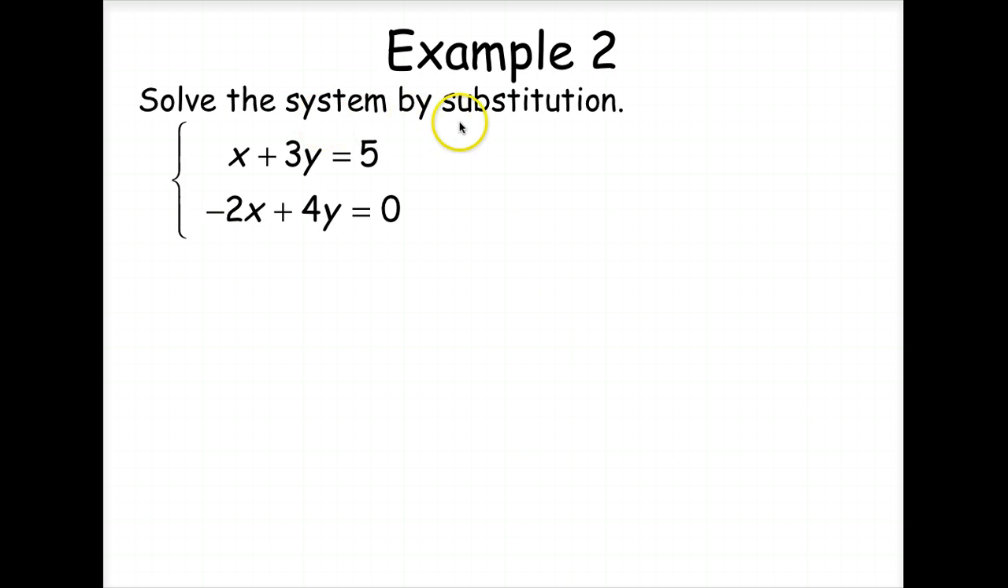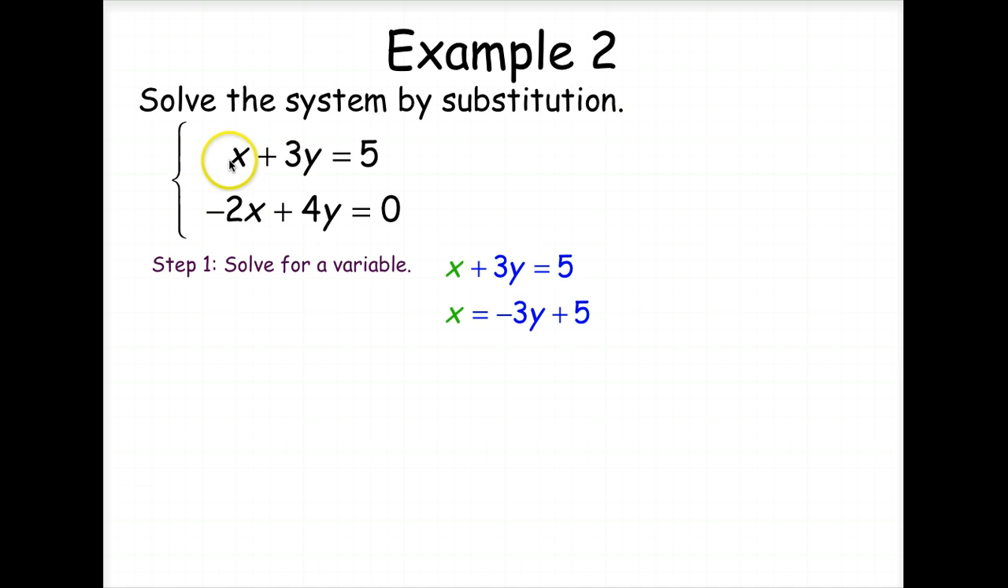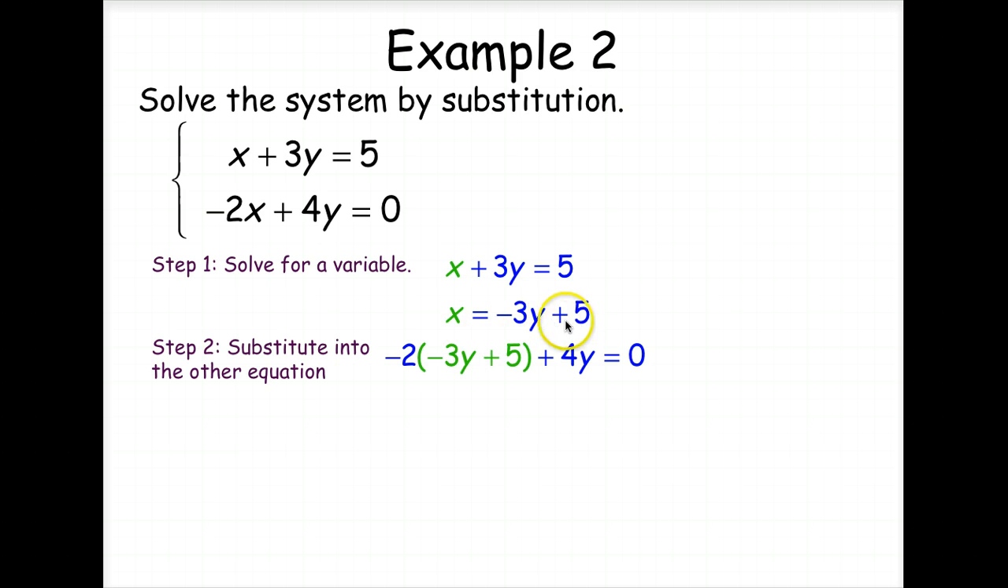We're going to solve this system by substitution. So this one has a coefficient of 1. So let's subtract 3y from both sides. So now we have x is equal to -3y plus 5. We solved for x in this one, so we're going to plug it into this one. We're going to substitute -3y plus 5 in for x. So we did work on this equation, so we substituted into the second. You don't do work in this one and then substitute into the same one. You have to change to the second equation.